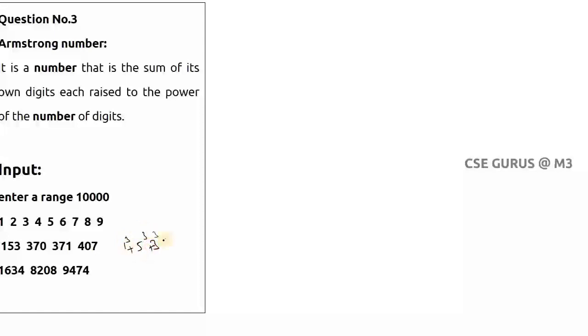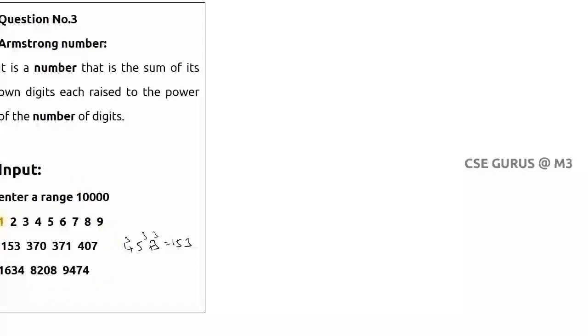Now if I make the sum, you can see 1 cube is 1, 5 cube is 125, 3 cube is 27, totally 153. Now I get the same number. So if such numbers exist, we call them Armstrong numbers. Now you can say these are all Armstrong numbers.